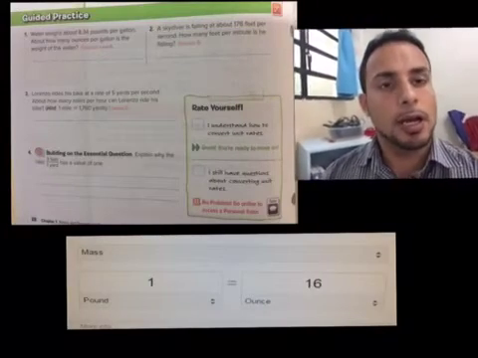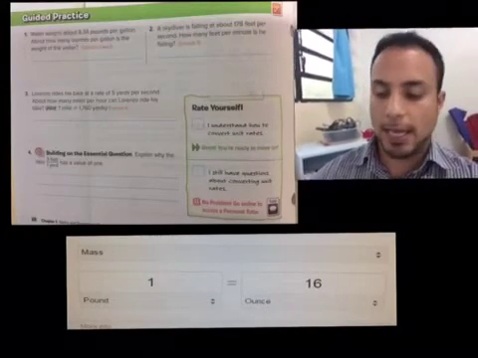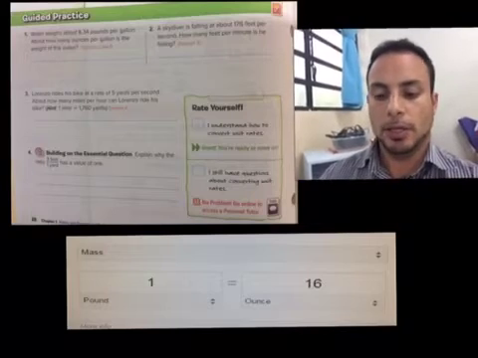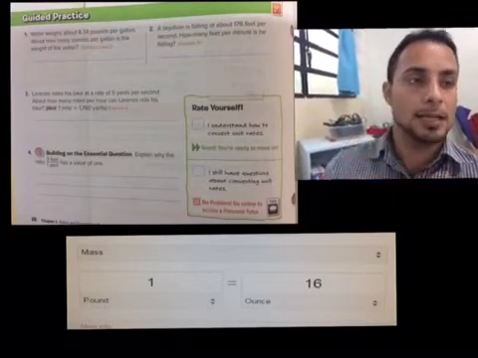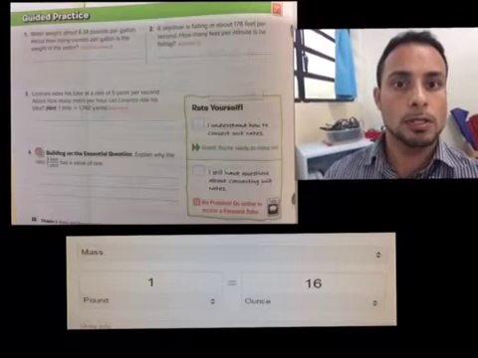Hello boys and girls, today we're going to work on page 28 from your textbook, or your workbook, sorry. Page 28, as you can see right here, is the guided practice. Let's work on 1 to 4 now.